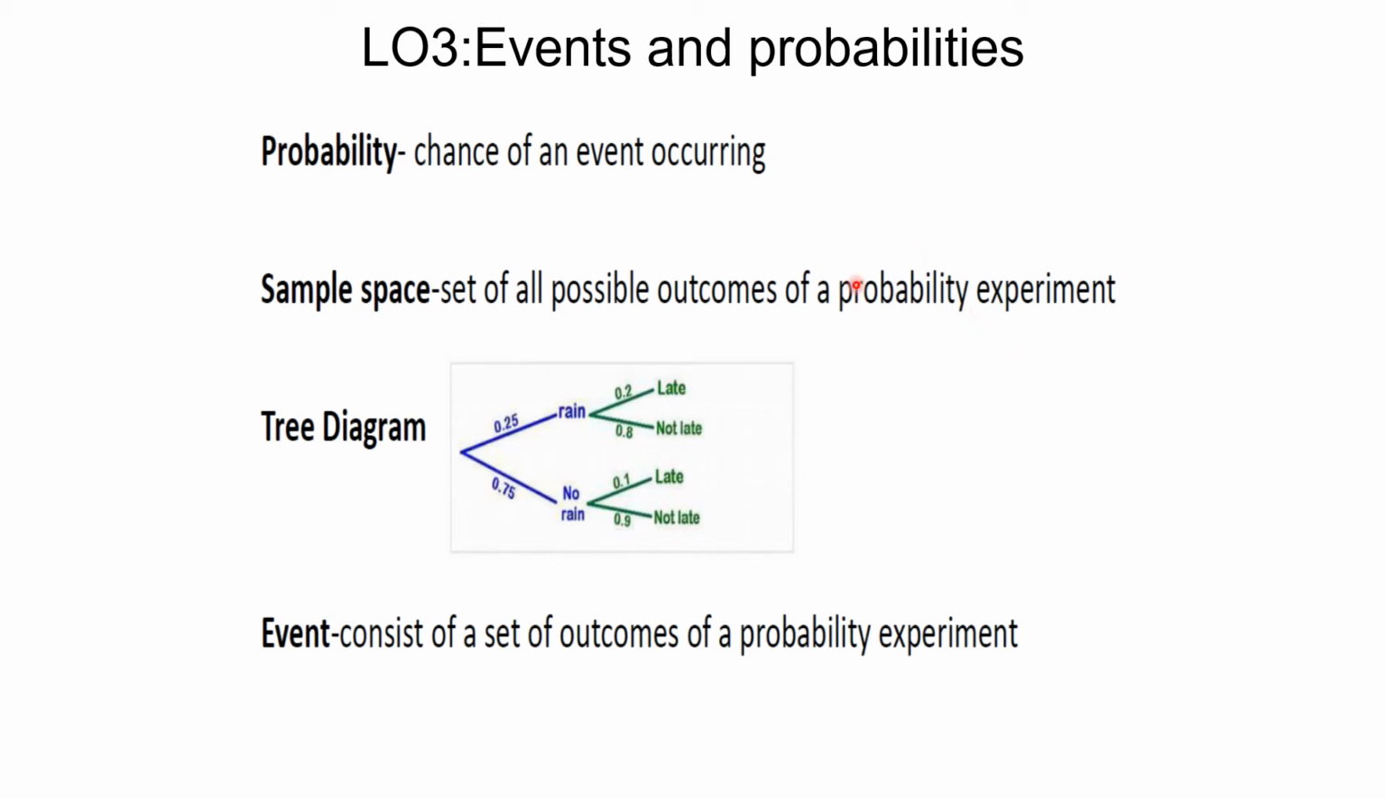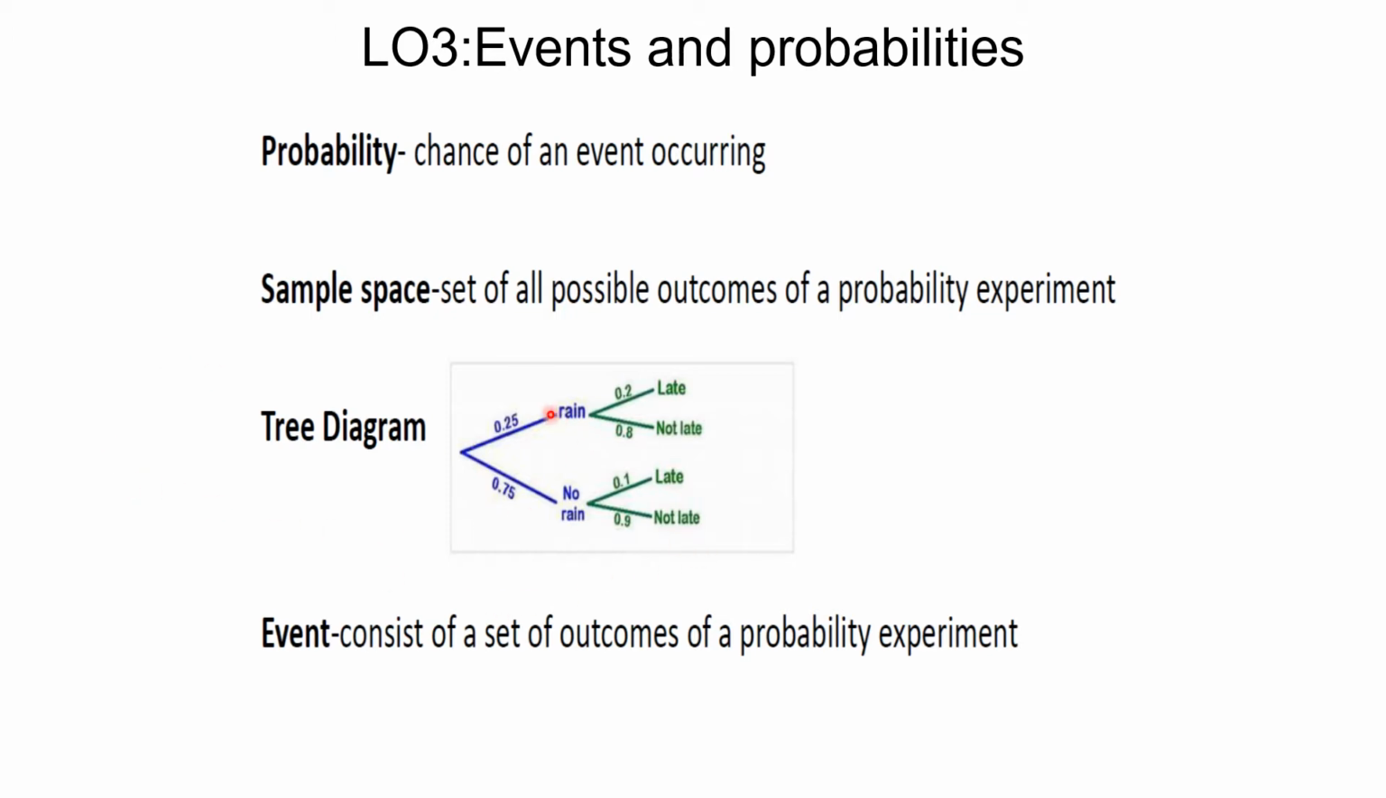Okay, now we will look at the third learning outcome, which focuses on events and probabilities. I would like to introduce some terms to you. Probability is the chance of an event occurring in mathematical terms. Sample space is the set of all possible outcomes of a probability experiment.